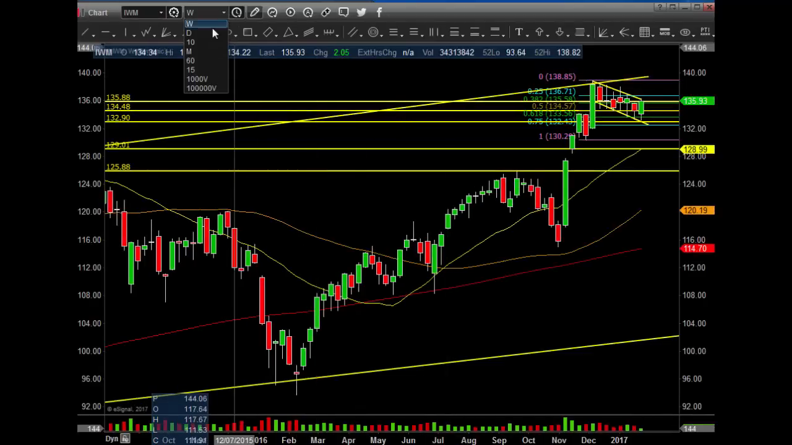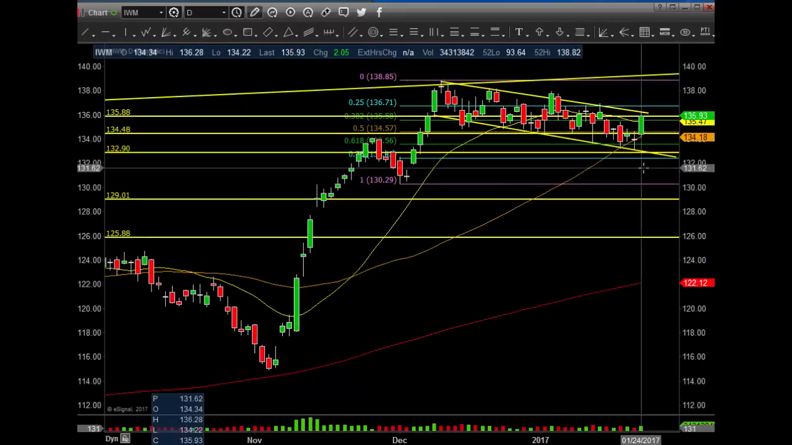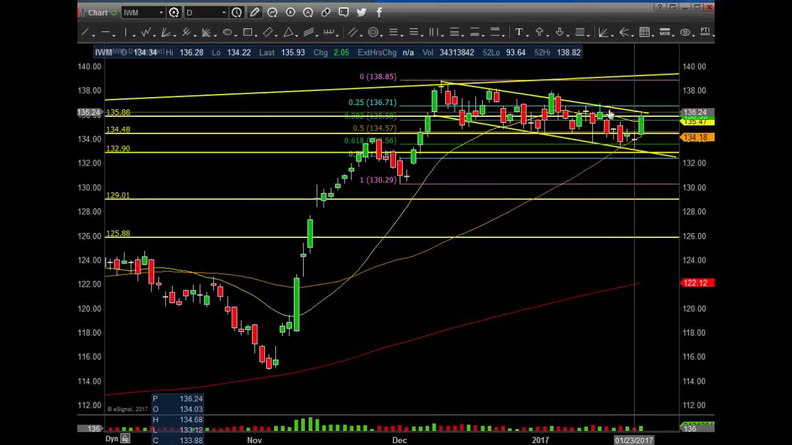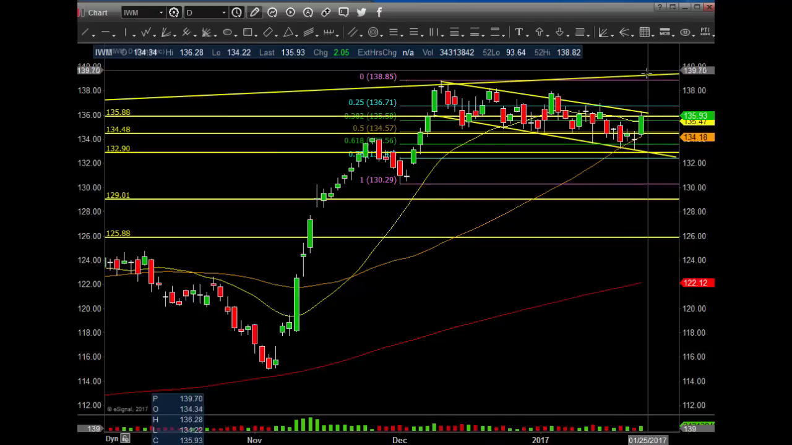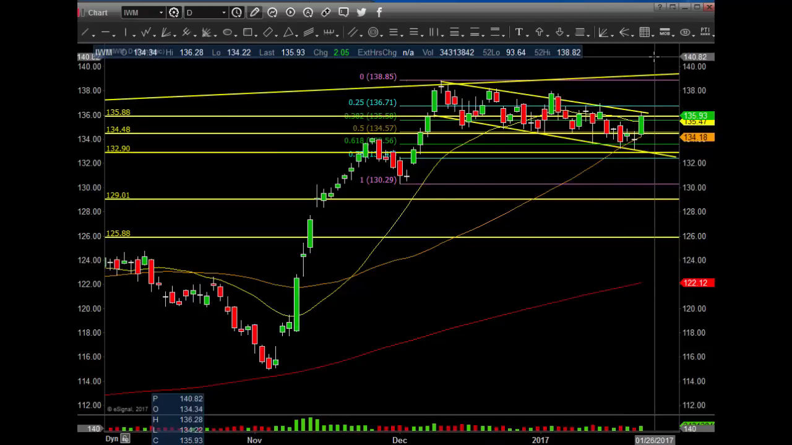IWM, daily chart, nothing wrong, just like the SPY. We did close back above the 20 MA. We did shoot right up to this trend line here. If you're bullish, you need to get above this trend line, and of course this upsloping trend line, or the 140 area, and then this one can continue higher.